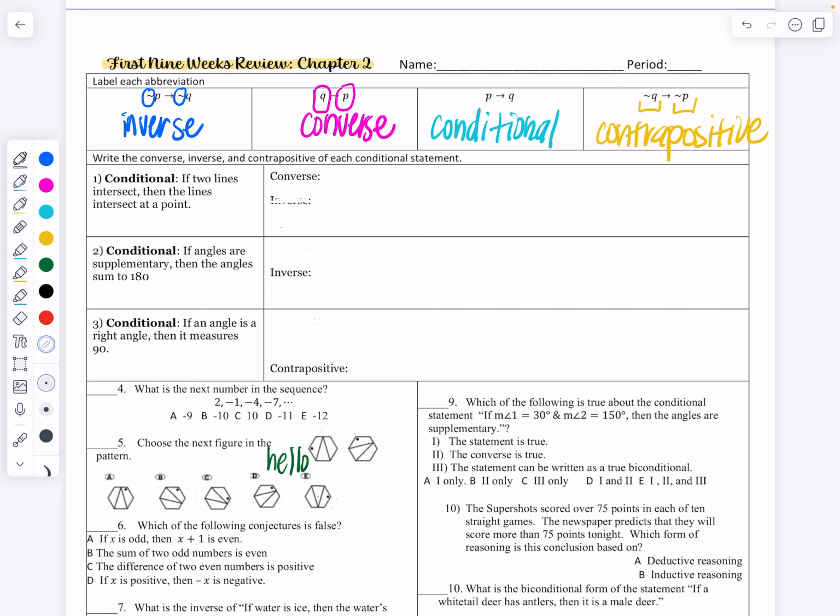Full disclosure, y'all, my handwriting is way too big and my Apple Pen is lagging. And so I'm just gonna have my students do one of each. So converse for the first sentence, inverse for the second sentence, and contrapositive for the third sentence, okay?